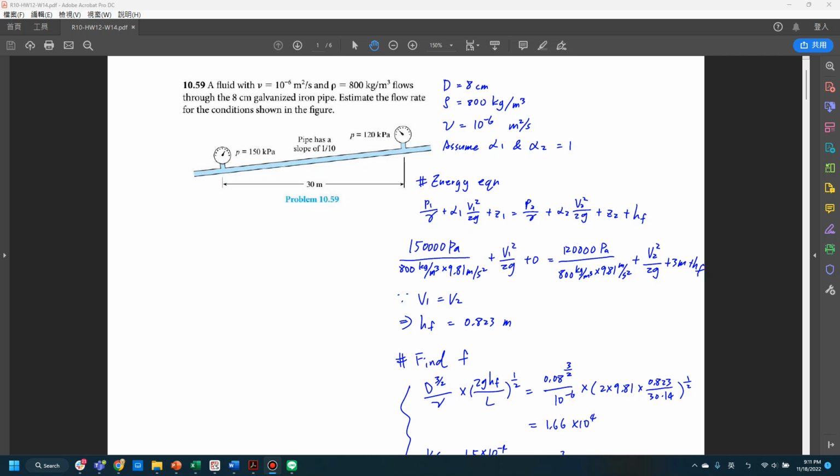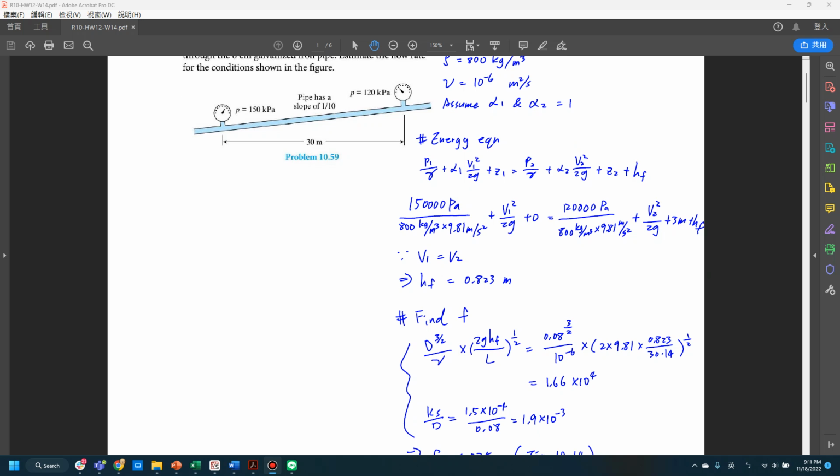Because the diameter of this pipe does not change along this distance, we know that the velocity at point 1 and point 2 will be equal to each other. Therefore, this entire energy equation will only have one unknown, which is the head loss hf. So these two velocities will cancel out, and we can solve the friction head loss, which is equal to 0.823 meter.